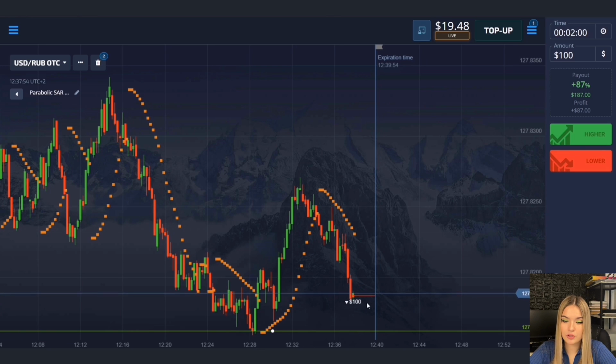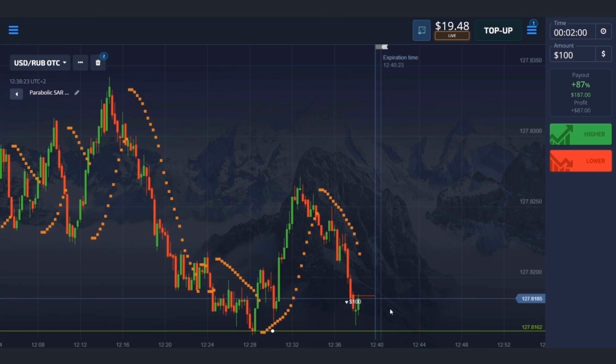I think that in the near future the price will continue its movement to this level. It is also possible that the level will be broken, since the main price highs are also getting lower. There is a kind of compression. And so guys, let's wait for the end of our deal.